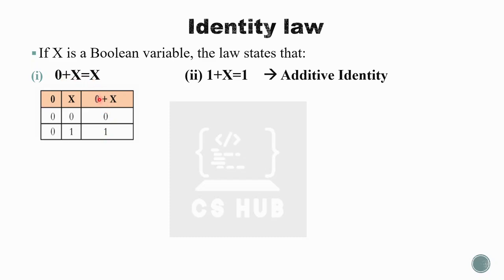So consider this column 0 plus x. Our values are 0 and 1, and that is equal to x. Consider this column, x is 0, 1. So these two columns are similar, which means 0 plus x equal to x.